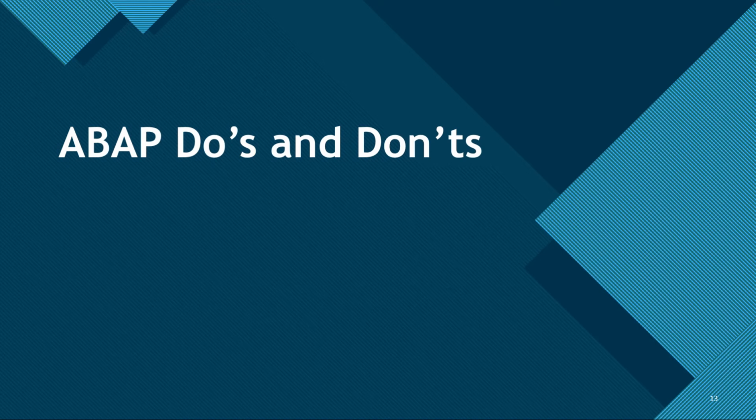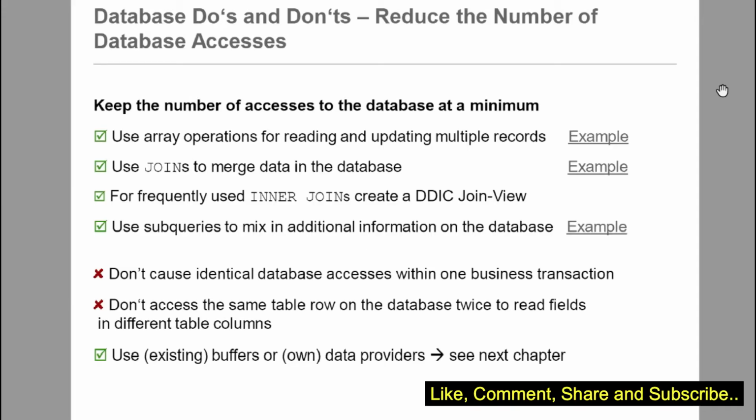In today's video we will be talking about ABAP do's and don'ts. So we're talking about what are the things which you should do and what are the things which you should not do when you're working on SAP ABAP, when you're doing the coding. So let's begin. If you talk about database do's and don'ts, the first thing is to reduce the number of database accesses. You should keep the number of accesses to the database at a minimum.